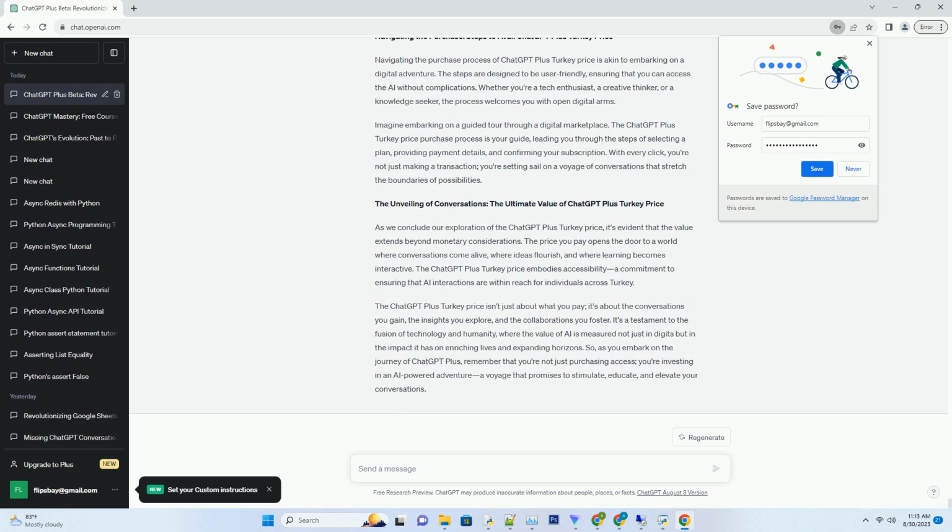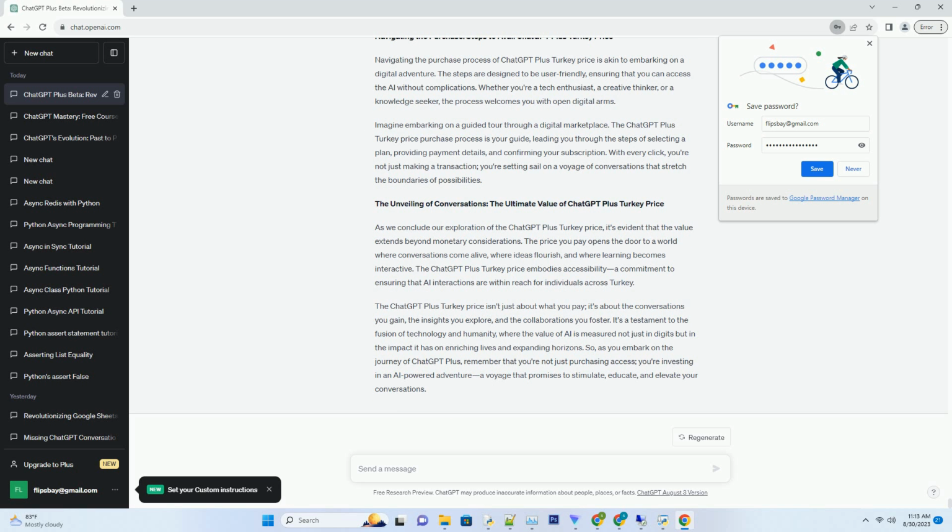Exploring value, benefits of ChatGPT Plus Turkey Price. The ChatGPT Plus Turkey Price is a gateway to a treasure trove of benefits that enhance your interactions and experiences. Extended conversations, the pricing structure offers access to extended interaction durations, allowing you to engage in deeper conversations and explore complex topics. Faster responses, with ChatGPT Plus, you receive faster responses, enabling seamless interactions that mimic real-time conversations. Enhanced learning, the AI's ability to provide informative insights and explanations enriches your learning experience, making interactions not just engaging but also educational.